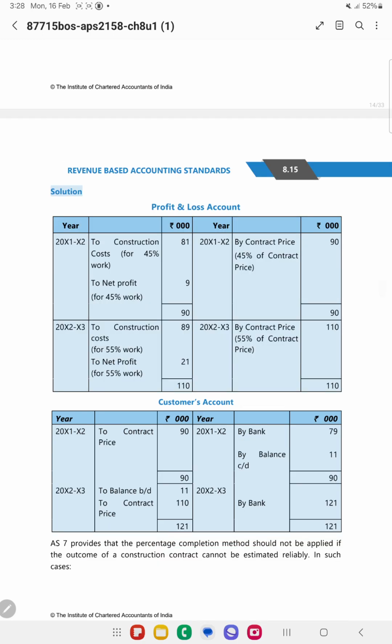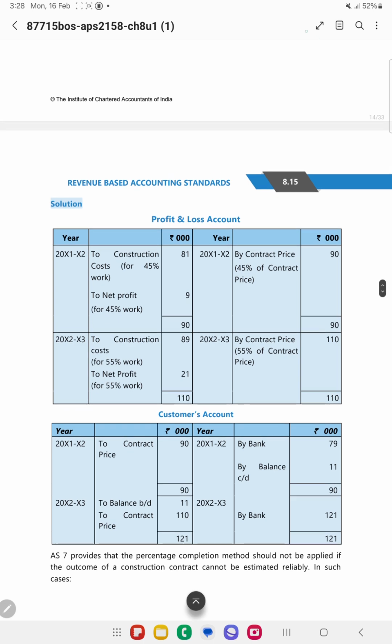So next you need to prepare the customer's account. From the customer you have got 79,000, right? So that 79,000 you need to recognize, and the contract price whatever is there, this 90, will be shown here. Then the balance, whatever is payable from the customer, you have to receive so much from the customer. So now you need to bring the balance, then the contract price is so much, and then from the customer you will receive 1,21,000.